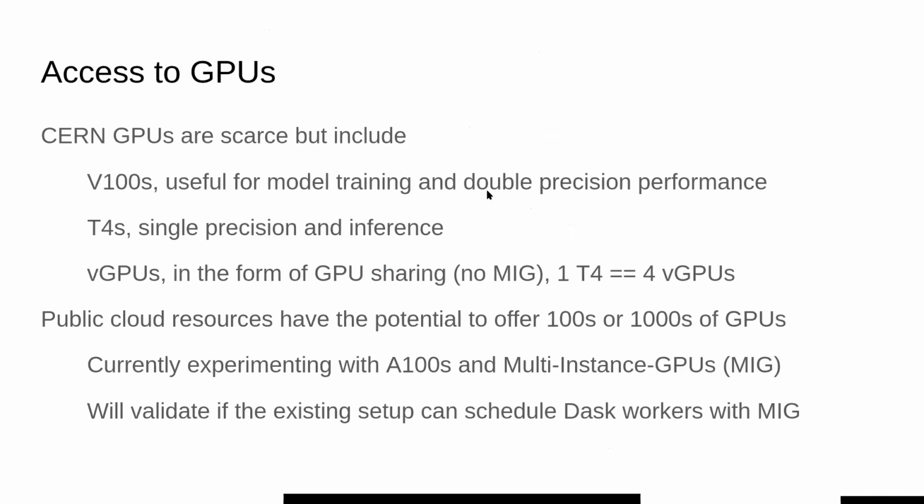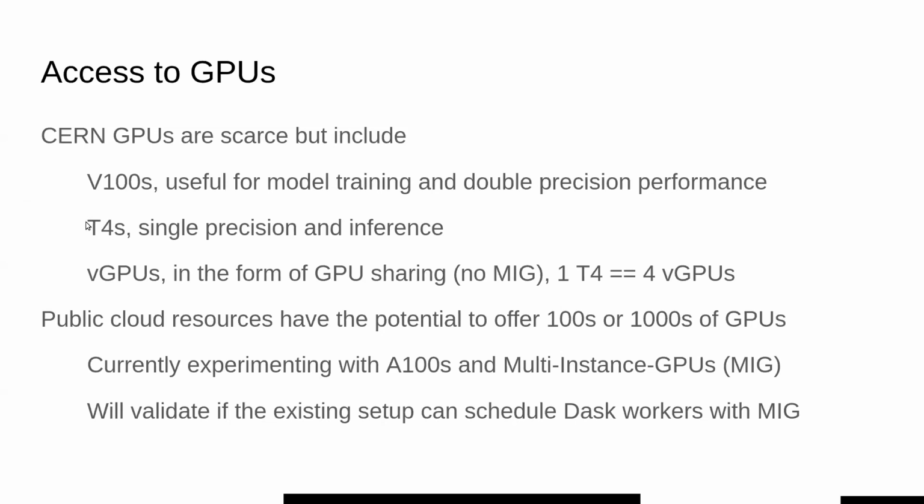So a couple of points that are important. I will raise again the GPU integration. At CERN, we have a few V100s that are mostly used for machine learning and for model training, or a couple of use cases that really can benefit from double precision performance. But we really don't have a lot of those. So centralizing them and being able to just allocate them on demand is quite important.